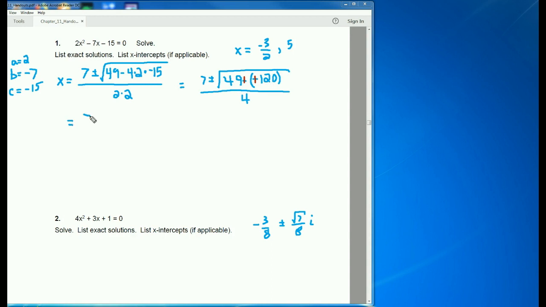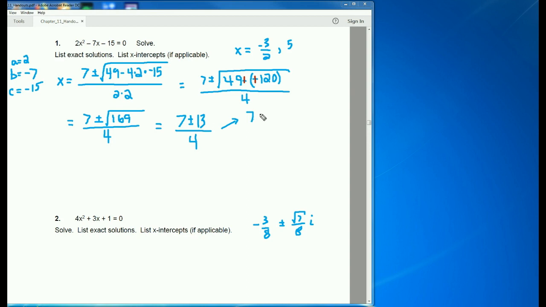All right, so 7 plus or minus the square root of 49 plus 120 is 169, divided by 4. And this works out nicely because 169 is a perfect square. It's 13 squared. So it's 7 plus or minus 13 divided by 4. Okay. Split into the two solutions.